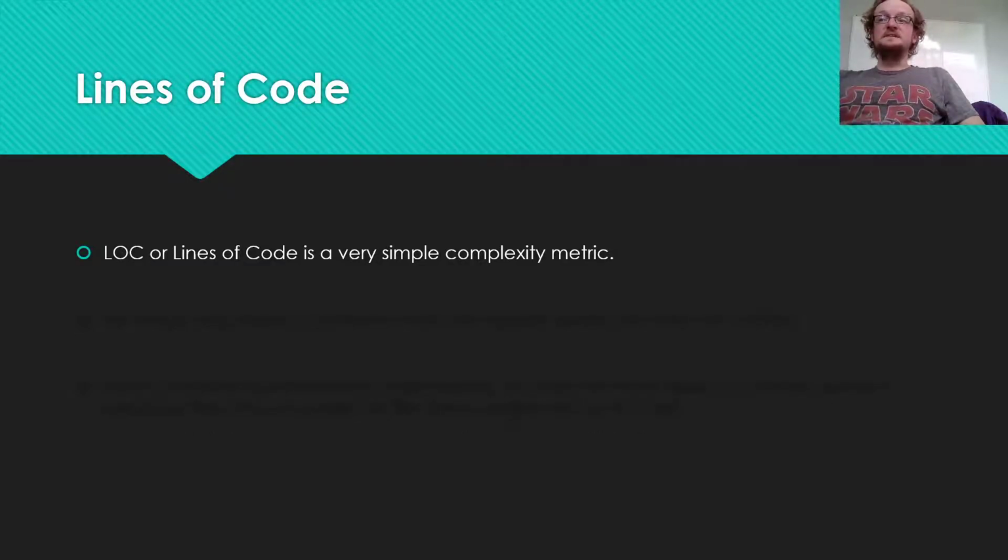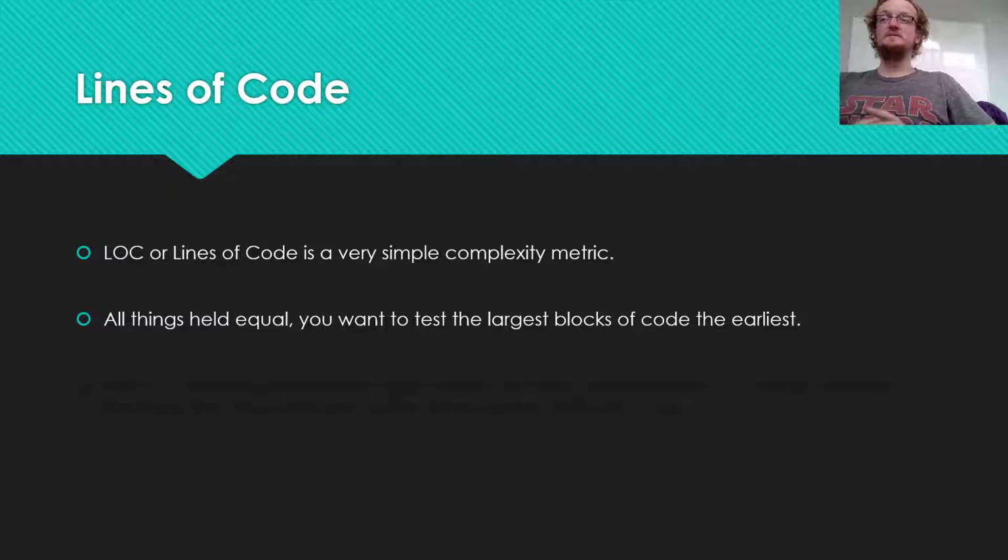So the easiest complexity metric in existence is lines of code. It's very, very simple, and literally what you're doing is testing based on the largest pieces of code. There are many, many different definitions of lines of code. Typically you exclude things like opening and closing braces if they're on an individual line.